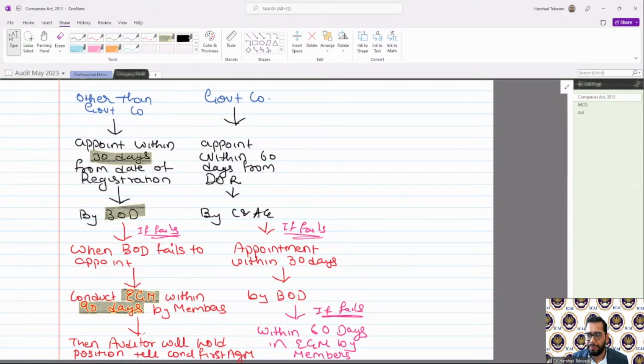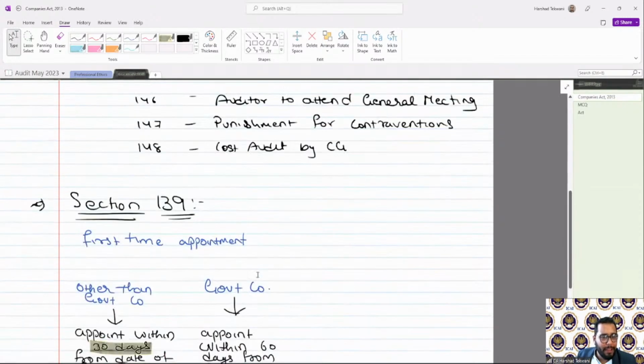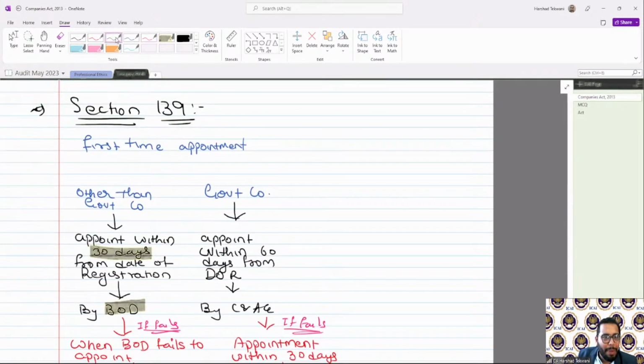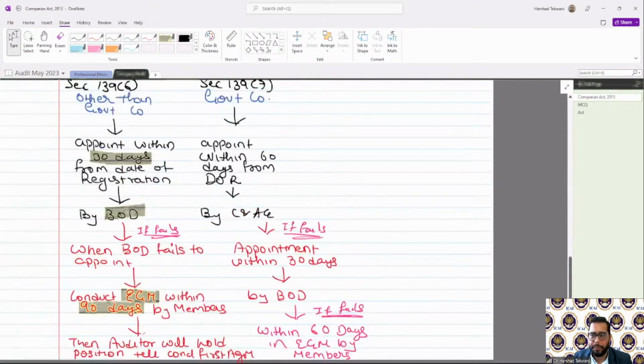I hope it is clear. Now, from where are these requirements coming? Simple. These requirements are coming from, for other than government companies, section 139(6), and for government company, section 139(7). Okay. So 139(6) lays down for other than government company, and 139(7) lays down for the government company in case of a first time appointment. Clear? Any doubt?